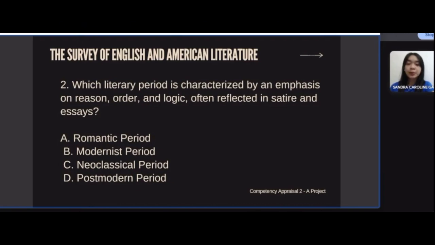The Neoclassical period, 1660 to 1798 in English literature, stressed rationality and decorum, with writers like Alexander Pope and Jonathan Swift. While letter A, Romantic period, is focused on emotion and nature. Letter B, Modernist period, emphasized disillusionment and fragmentation. And letter D, Postmodern period, often rejects order and favors paradox and playfulness.